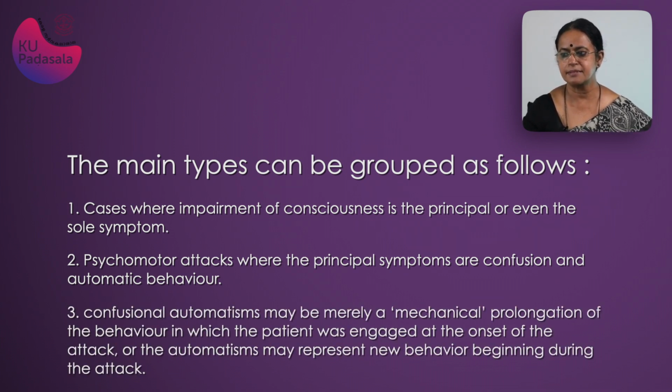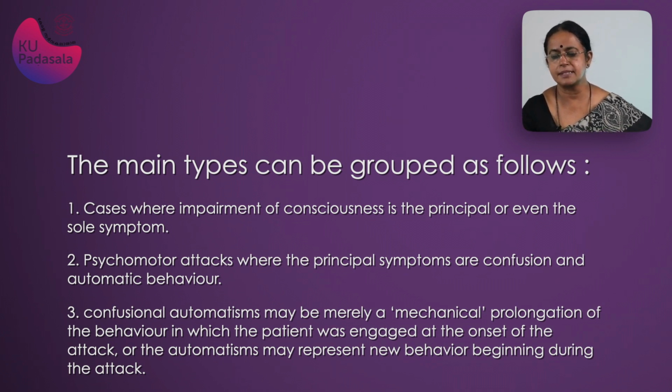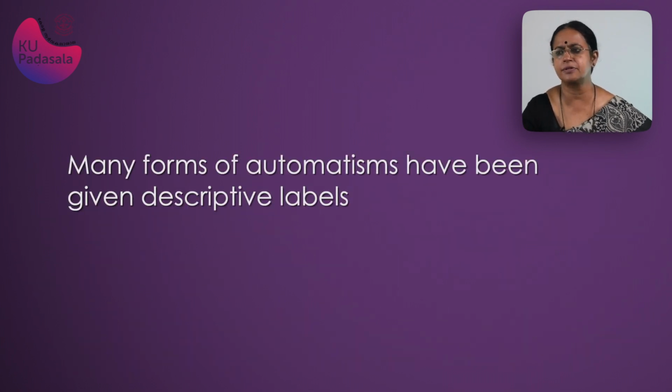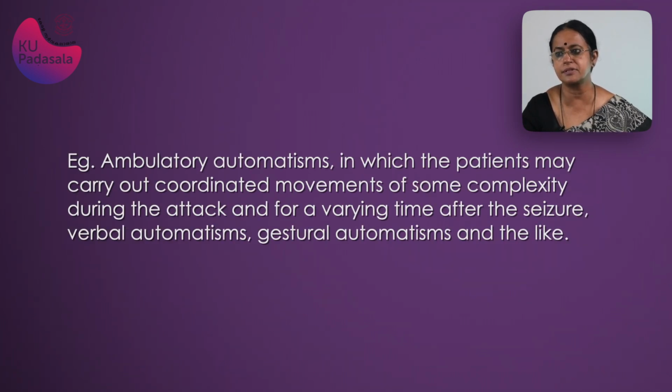Confusional automatisms may be merely a mechanical prolongation of the behavior in which the patient was engaged at the onset of the attack, or the automatisms may represent new behavior beginning during the attack. So many forms of automatisms have been given descriptive labels. For example, there are so-called ambulatory automatisms in which the patient may carry out coordinated movements of some complexity during the attack and for a varying time after the seizure. There are verbal automatisms, gestural automatisms, and the like.